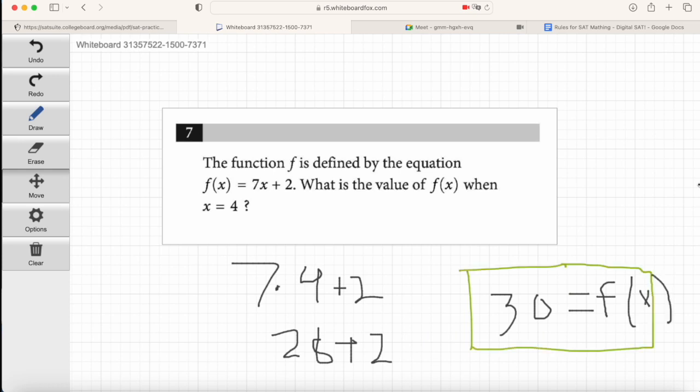There's your answer. It's 30. Any questions about that, Tanner? No. Really easy if you understand what function notation means. Really easy. You're just plugging those values.